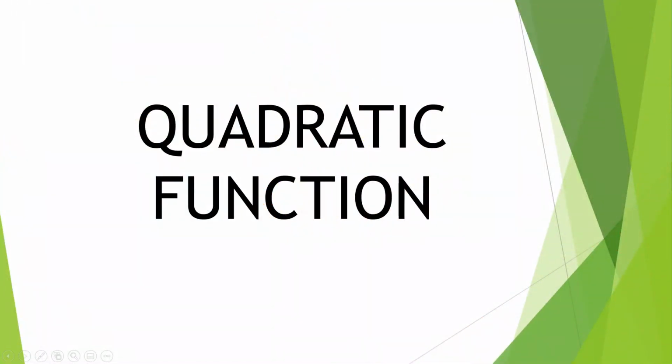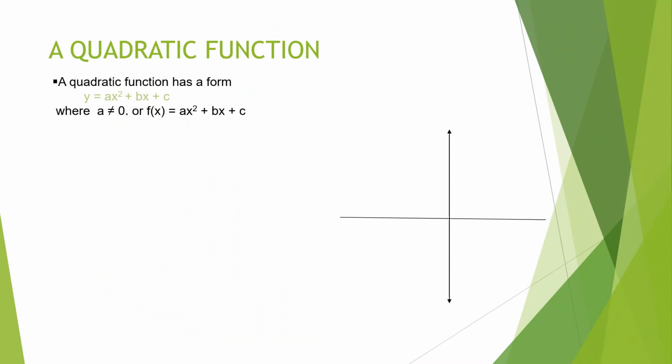Today we're going to discuss quadratic functions. To start with, let us define what a quadratic function is. A quadratic function is a function in the form y equals ax squared plus bx plus c, or f of x equals ax squared plus bx plus c, wherein the values of a, b, c are all real numbers and the value of a is not equal to 0.